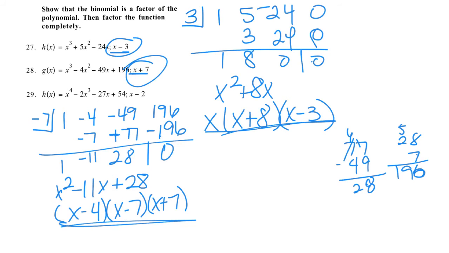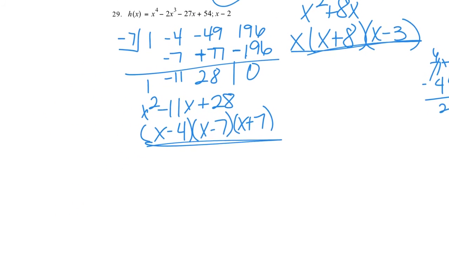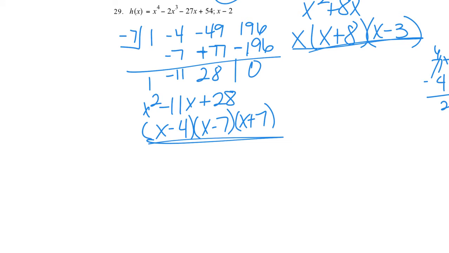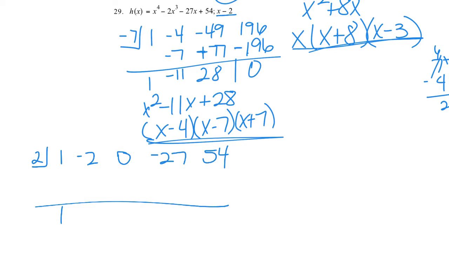And then lastly, number 29, let's move some of this stuff up. It's x minus 2, so I'm going to do plus 2, and it's 1, negative 2, 0, because it's missing an x squared, negative 27, and 54. So 1 times 2 is 2, negative 2 plus 2 is 0, 0 times 2 is 0, 0 times 2 is 0, negative 27, negative 54, and 0. So that shows that it's a factor.